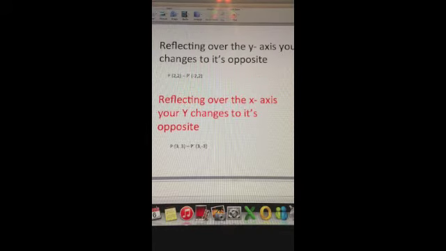Learning reflections can be easy. Reflecting over the y-axis, change your x. Make it its opposite, it's easy as that.